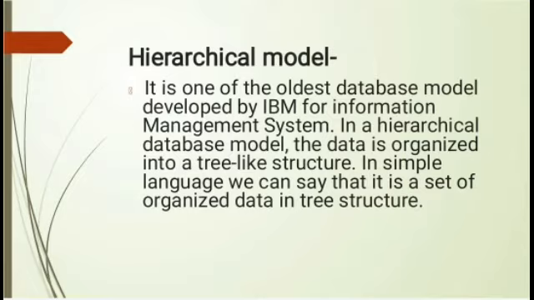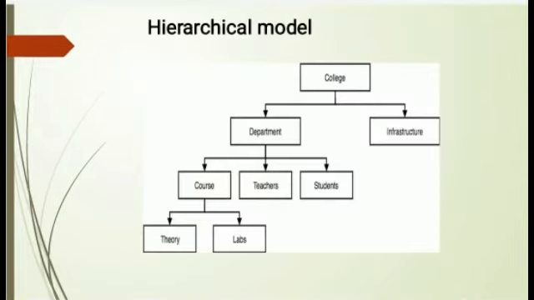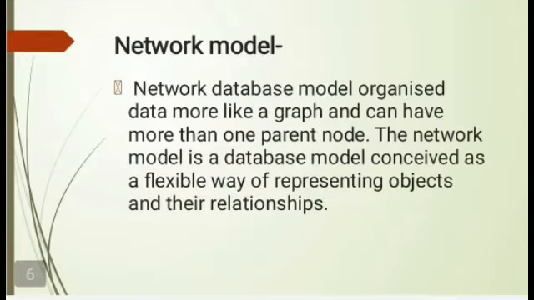In a hierarchical model, data is organized into a tree-like structure with a one-to-many relationship between two different types of data. See an example. For example, one college has many departments, many courses, many teachers, and many students. This is a hierarchical model.